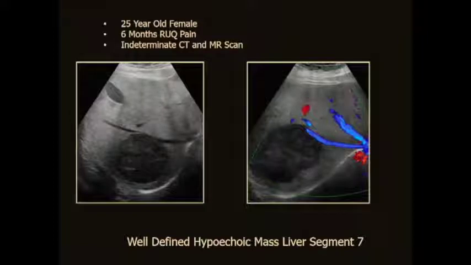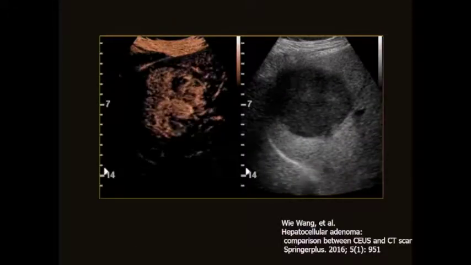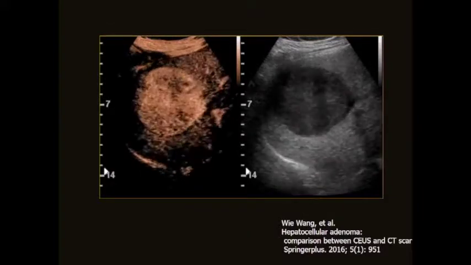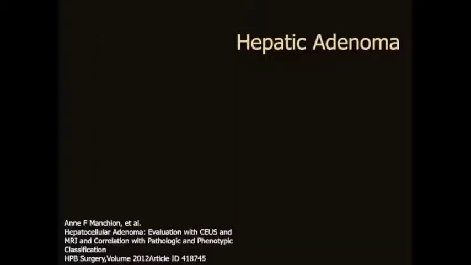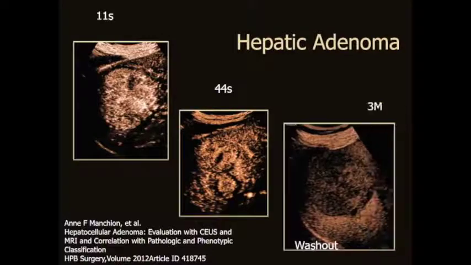So here we have a 25-year-old female with 6 months of right upper quadrant pain with an indeterminate CT and MR scan. We show a fatty liver with a well-defined hypoechoic mass. When we do the contrast injection, you can see that the mass is hypervascular, but not nice and homogeneous like that FNH, but still a hypervascular mass. And when we look at the images that we take over the course of the examination, at 3 minutes, there is no doubt that this lesion is washing out.